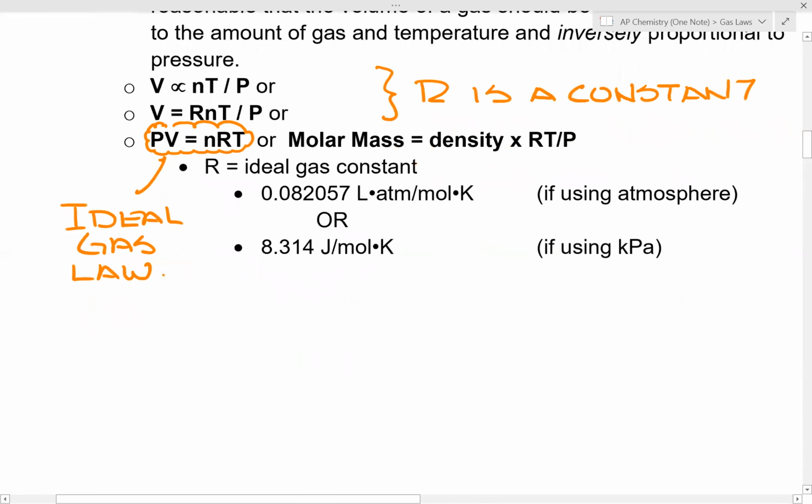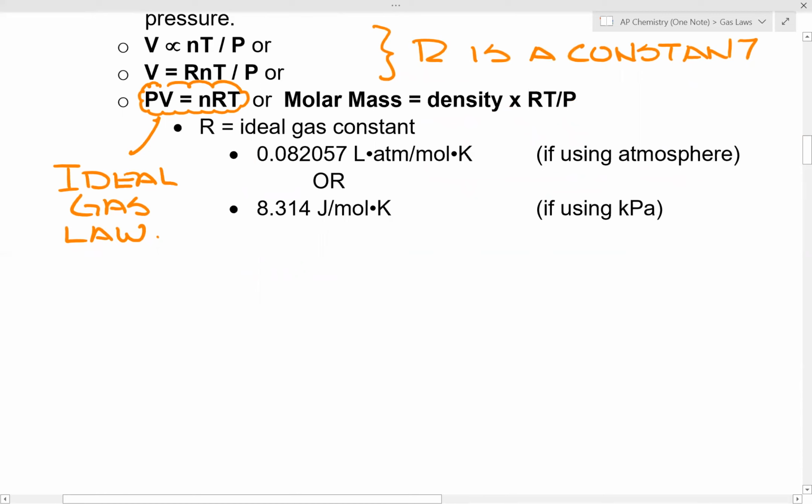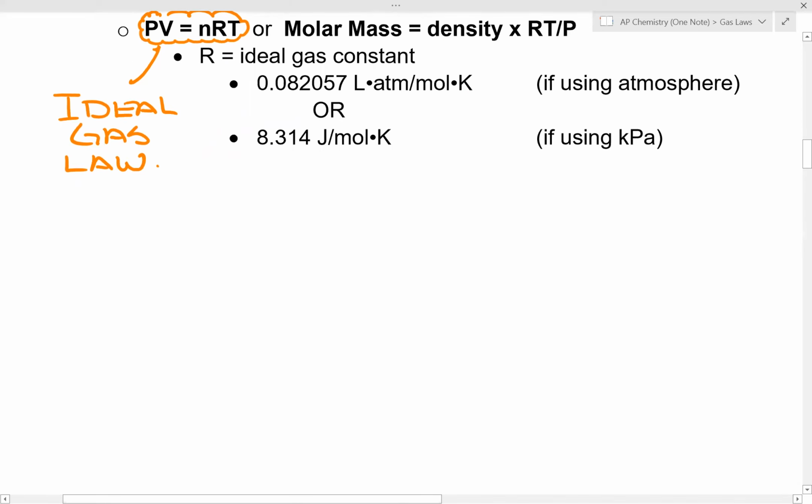Now, R is called the ideal gas constant, and depending on what units we're using for pressure, it has a different value. It can be 0.082057 if you're using atmospheres for pressure, or 8.314 if we're using kilopascals for pressure. So now we have the ideal gas law.